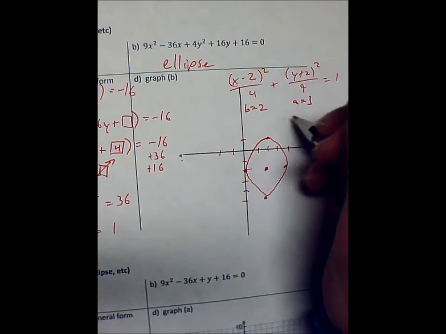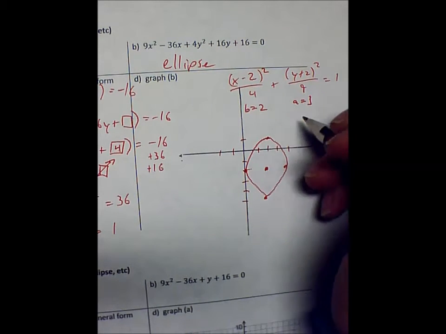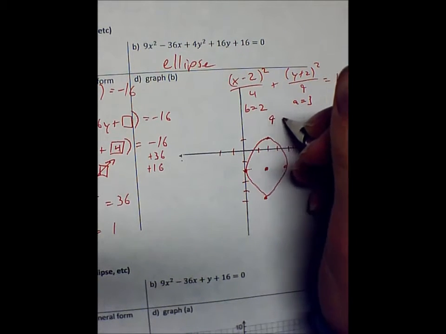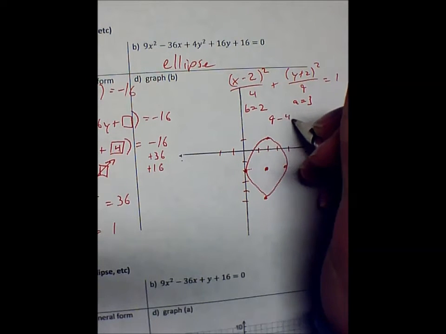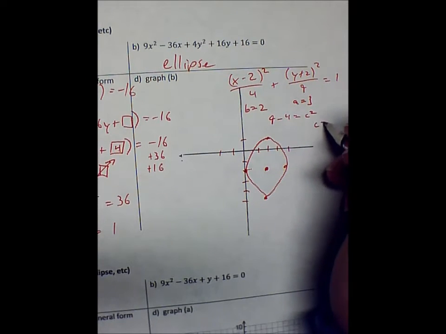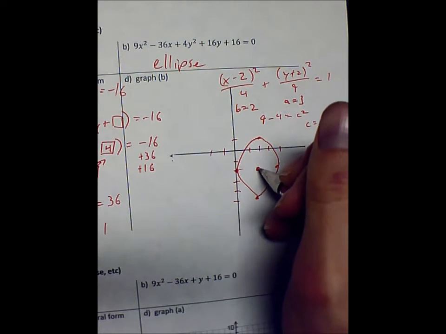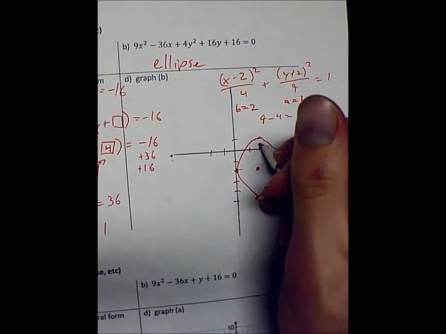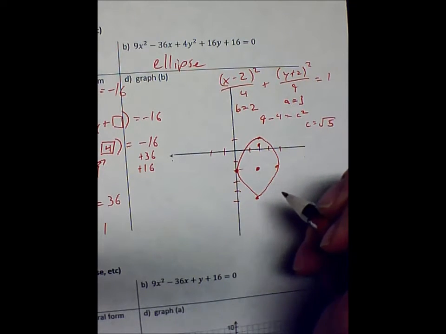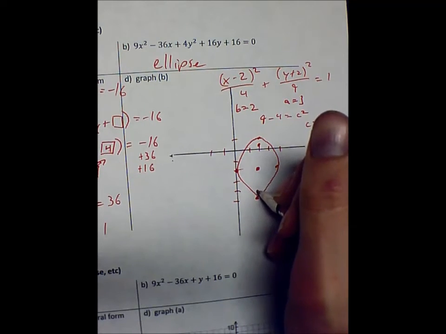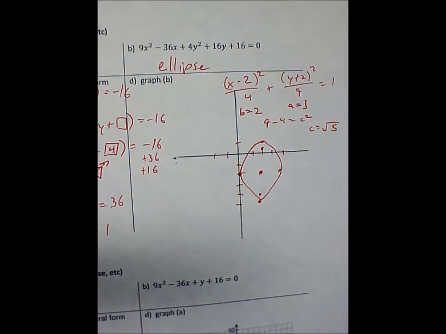And to put the foci in the right place, we'll do a squared minus b squared. So 9, 3 squared minus 2 squared, 4 equals c squared, so c equals the square root of 5, which is about 2.2. So a little bit past 2. And there's my foci.